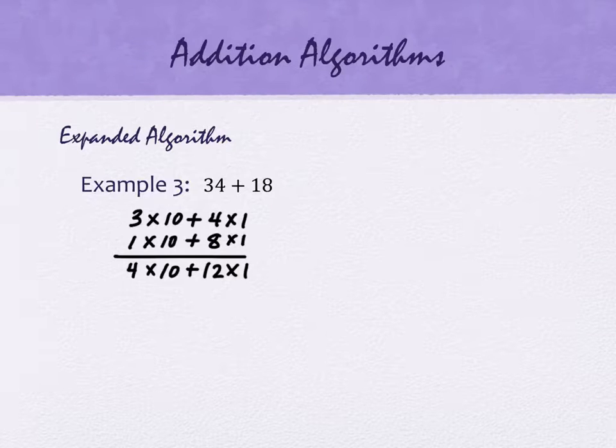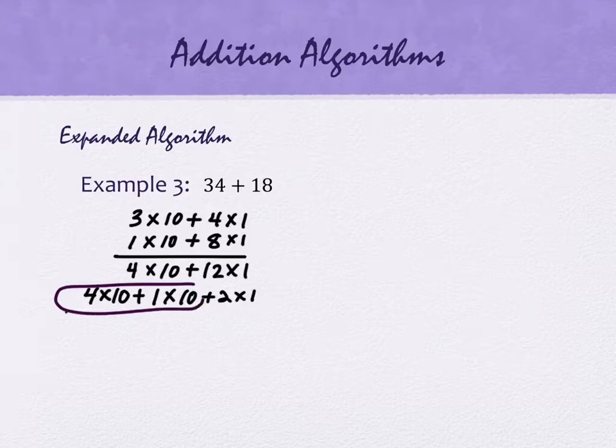1. And then I can break the 12 apart so that I have, I'll move it over a little bit. There's still the 4 times 10. It doesn't change anything. And then the 12 times 1 is actually 1 times 10 plus 2 times 1. And then these two can be combined because they're both times 10s. So it's 5 times 10 plus 2 times 1 for 52.